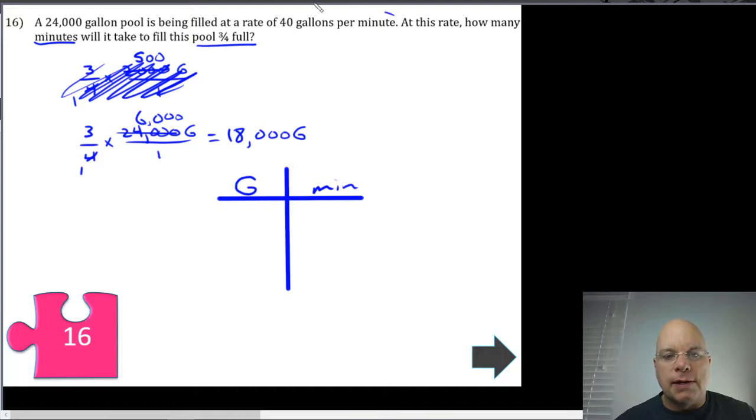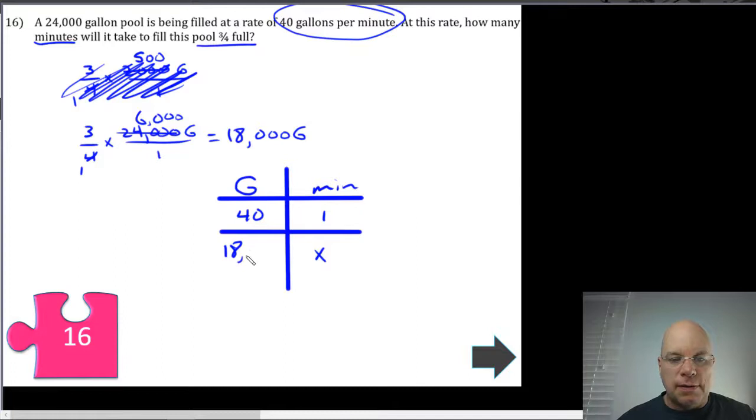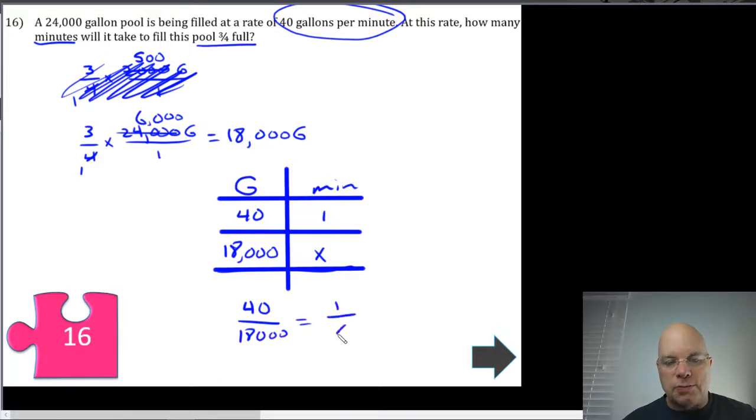We know from the unit rate here, we can fill 40 gallons per minute, so per 1 minute. We want to know how long it will take to fill 18,000 gallons. Oh wait, there's a scale factor going this way. You know what, let's just do a proportion. 40 over 18,000 equals 1 over x. My cross products will be 40x equals 18,000 multiplied by 1, which is just 18,000.